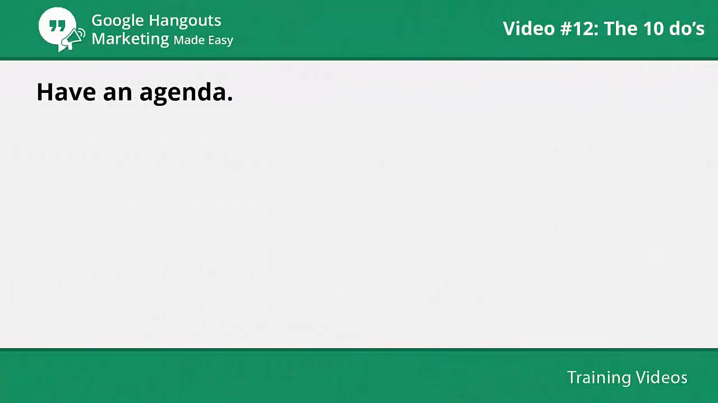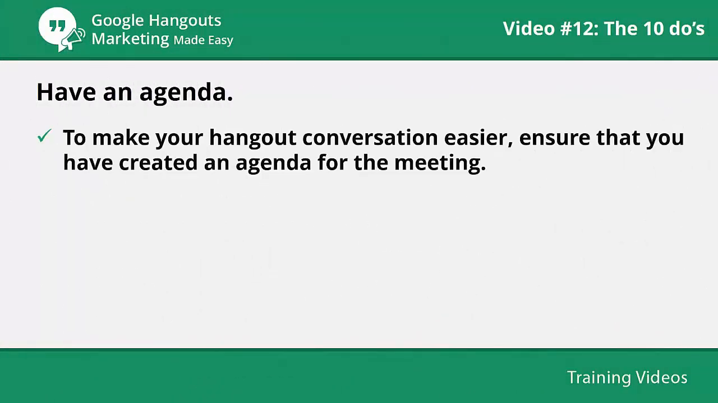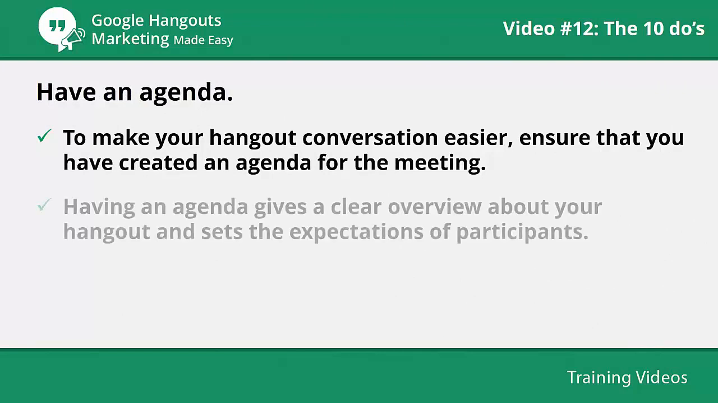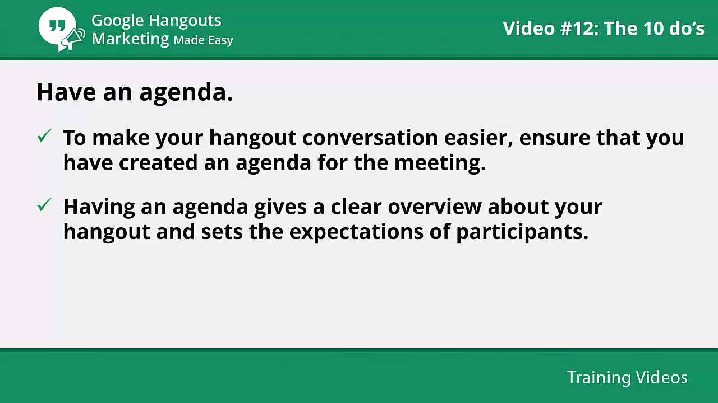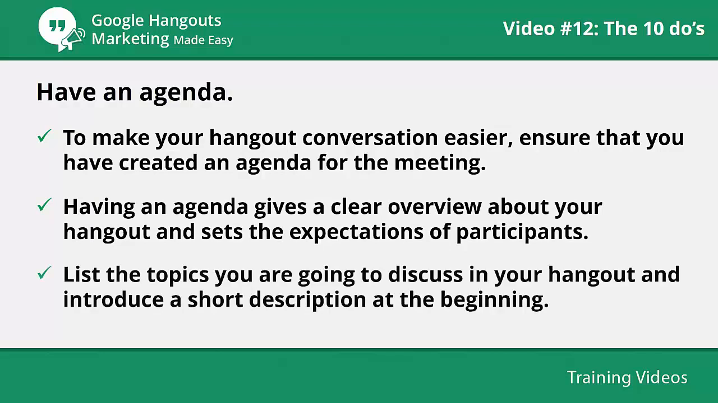Have an agenda. To make your Hangout conversation easier, ensure that you have created an agenda for the meeting. Having an agenda gives a clear overview about your Hangout and sets the expectations of participants. List the topics you are going to discuss in your Hangout and introduce a short description at the beginning.